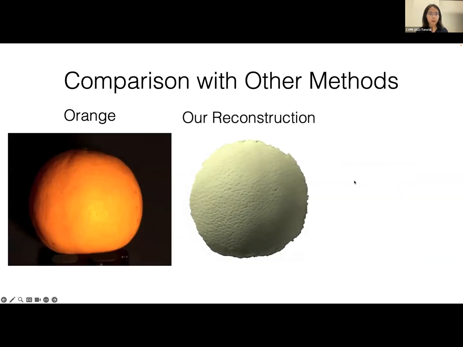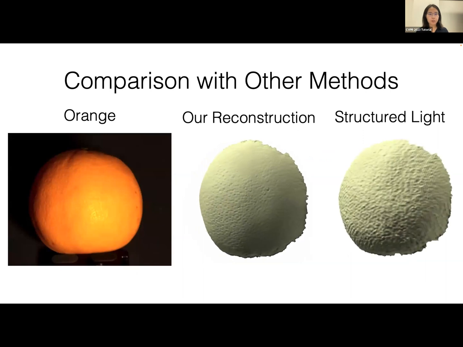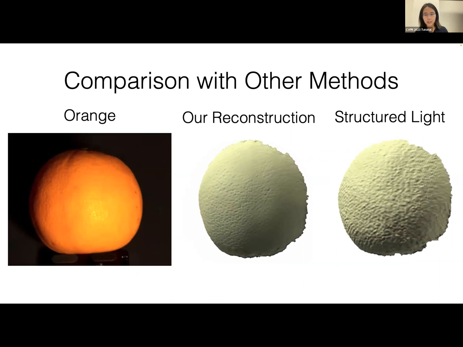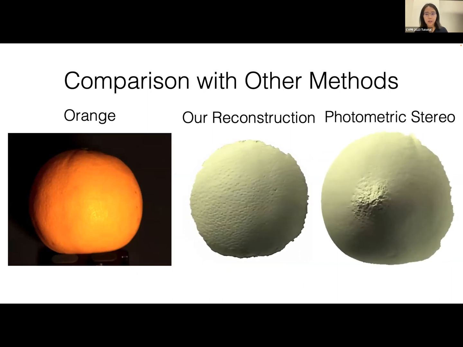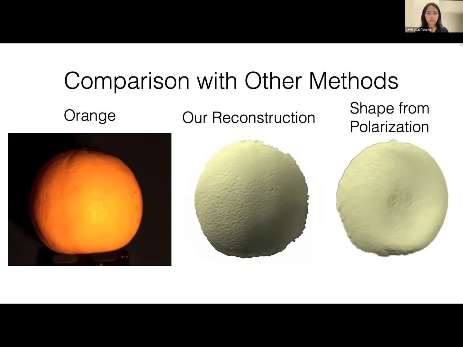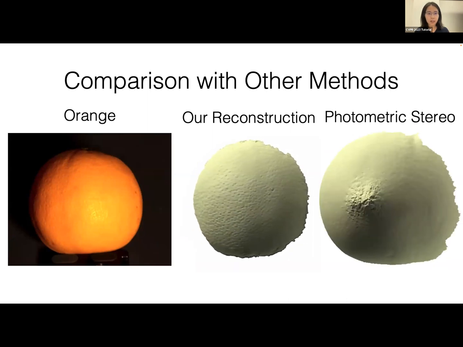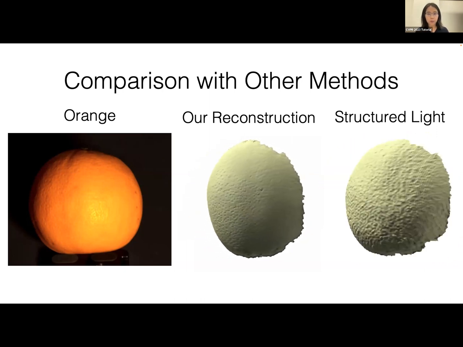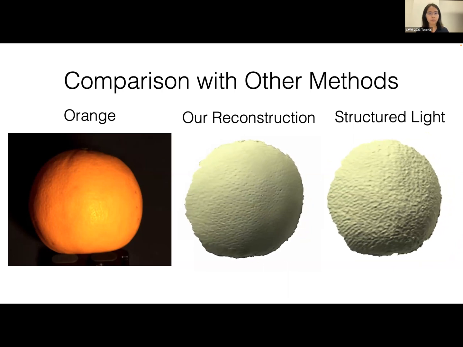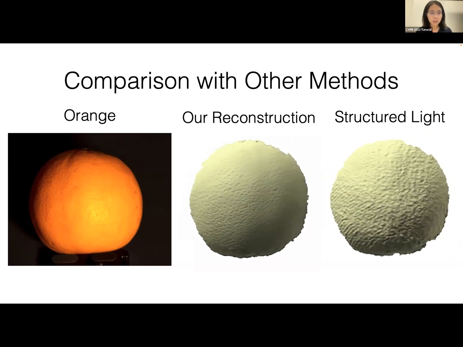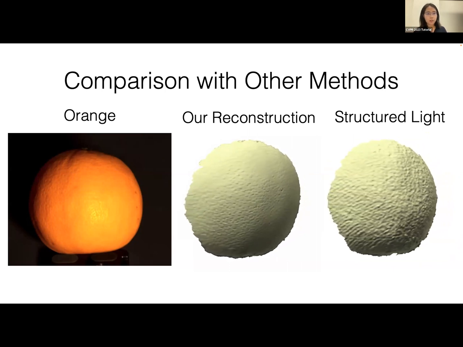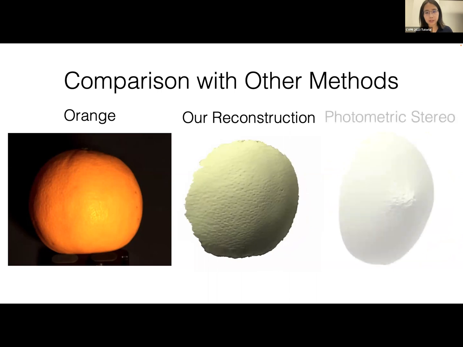And here is some comparison between our method and other shape estimation methods, like structured light, photometric stereo, and shape from polarization. Again, you can see that our reconstruction using two pairs of reciprocal images has very good results compared to these other classical methods. It can preserve the surface detail much better than the other methods.